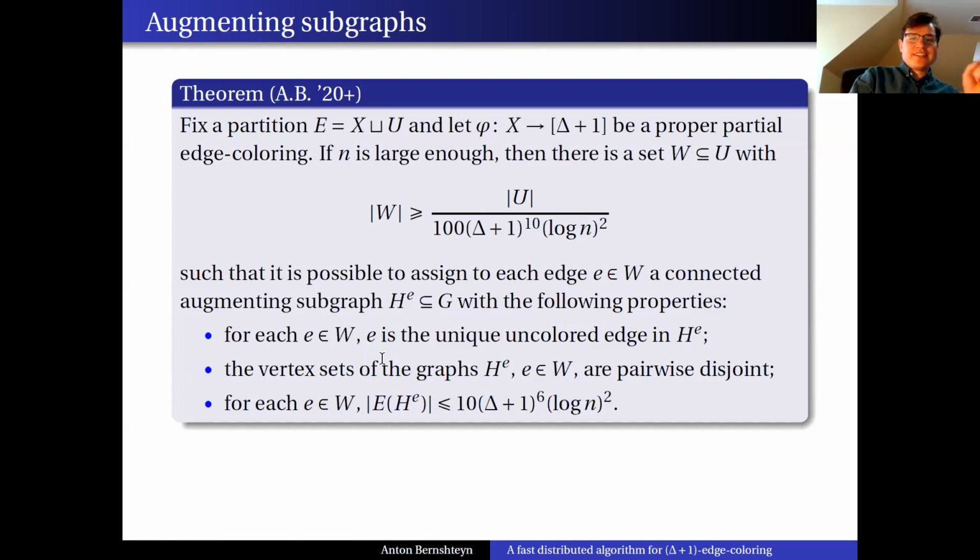First, E is the unique uncolored edge in the subgraph. So really this augmenting subgraph is augmenting the coloring so that E becomes colored. That's the point. Secondly, these subgraphs don't interact with each other. They're vertex disjoint, which means that you can do the augmentations for all of them simultaneously. So in this way, a non-negligible proportion of the uncolored edges can be incorporated in one step. And thirdly, and most importantly, all of these subgraphs are small. The number of edges in each of these subgraphs is at most something polynomial in delta and log n. So in particular, this implies that the diameter of this graph is also less than this because the graph is connected.